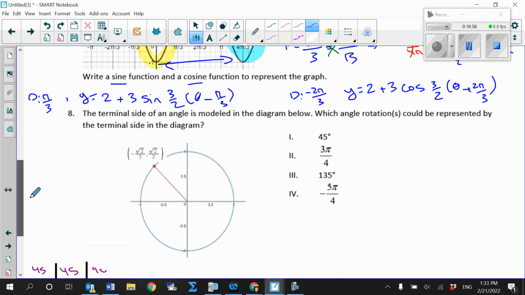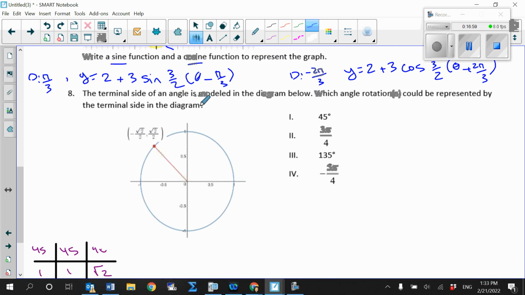Now let's go to the next one. The terminal side of an angle is modeled in the diagram below. Which angle rotation could be represented by the terminal side in this diagram? Okay, so this is the angle rotation, and we want to know what angles it can represent. First of all, we know that we're looking for a standard angle. That means it needs to start from the positive side of the x-axis, and it can either go this way or this way. So we have a positive and a negative angle.